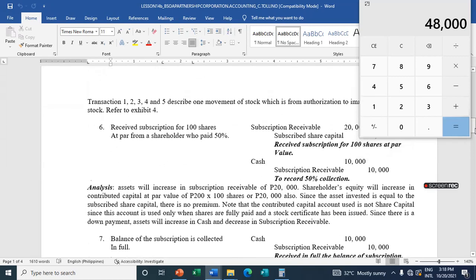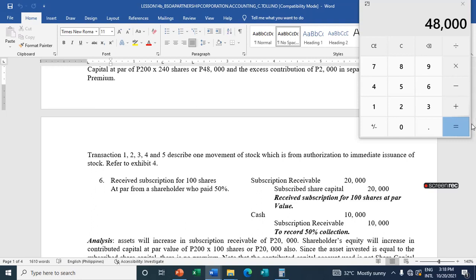Yan. Ayan, sa transaction na 6 naman, receive subscription for 100 shares at par from a shareholder who paid 50%. So, ang binayaran lang ni shareholder is 50%. So, meaning, 100, i-multiply natin siya sa 200 na par value. Ayan, 20,000 pero 50% lang yung binayaran ni shareholders dito. So, ang entry mo dyan is magkakaroon ka ng subscription receivable. Ayan, so subscription receivable muna until hindi pa nababayaran ni shareholder yung 50%.